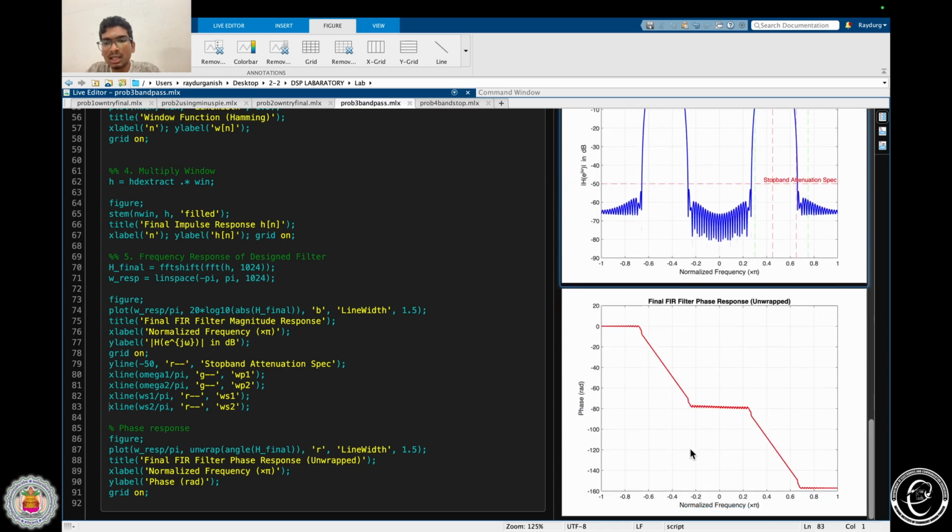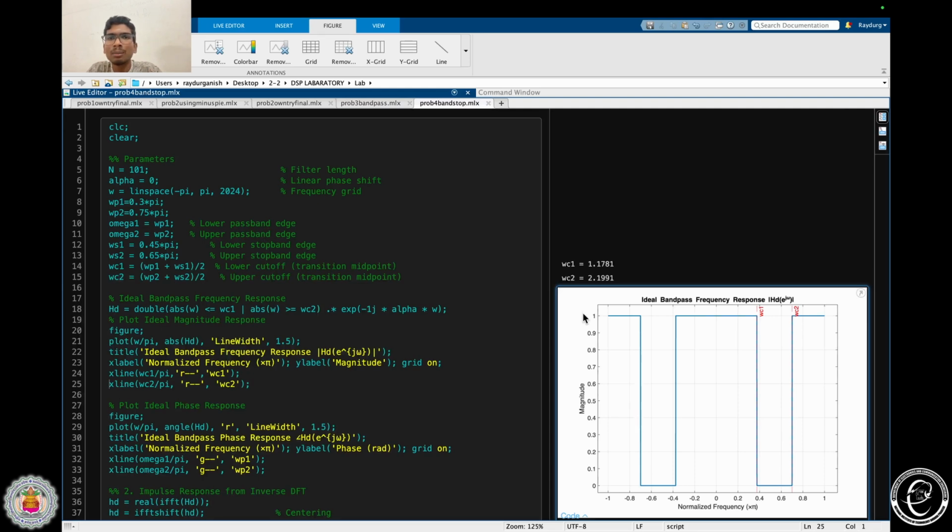So if you see the phase after unwrapping, in between omega C1 and omega C2, we are getting a linear phase. In the case of minus pi to 0, and even in 0 to pi, we are getting the linear phase in between omega C1 and omega C2.